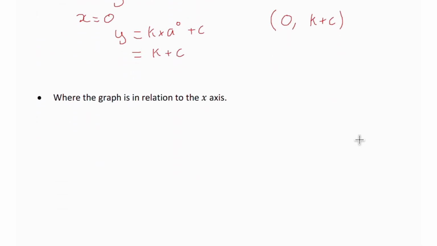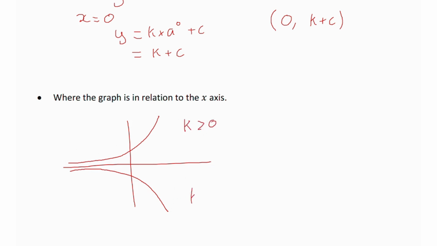Finally, where the graph is in relation to the x-axis. Now this depends a little bit on the asymptote, because it will move up and down, but also on whether it's, you would have seen some of them are doing this, but you would have seen some others of them which are doing this. And that's to do with the sign of k, whether k is positive and it's up here, or k is negative and it'll be down here.